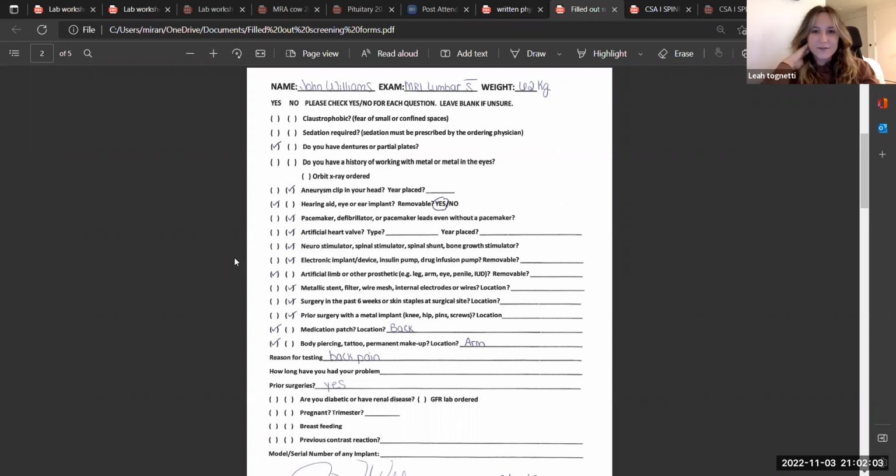They marked yes for dentures or plates, but it's an MRI of the lumbar spine, so I don't think I'll have to take it out. It's not in the area of interest, so it won't cause artifact. Okay, good. Yes, we do not have to remove them if it is not in the area of interest. It is not going to suck their dentures out, thank goodness.